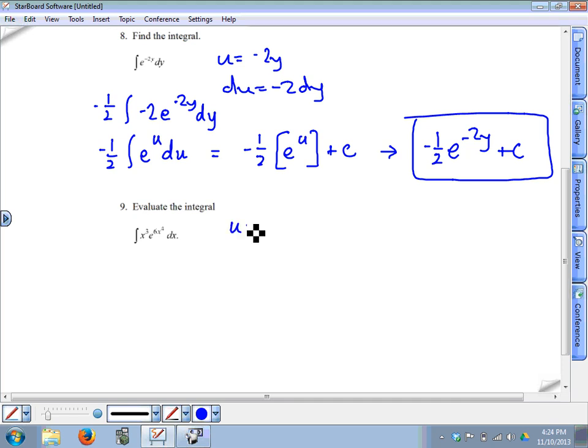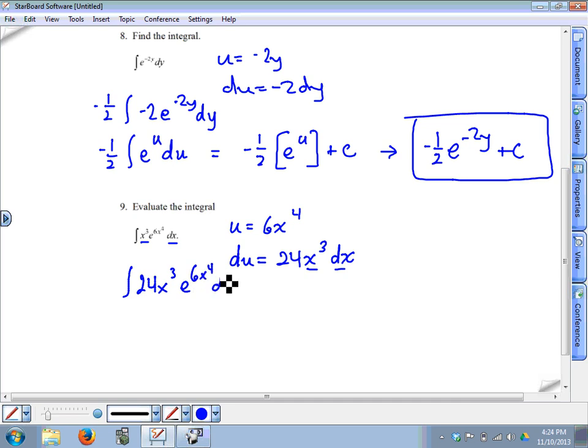Okay, question 9, we're going to let u equal 6x to the 4th, so du is equal to 24x to the 3rd dx. So we have the x to the 3rd dx here and here. We're missing the 24, so this becomes the integral of 24x to the 3rd times e to the 6x to the 4th dx. But since we multiplied by 24, we multiply by 1/24.